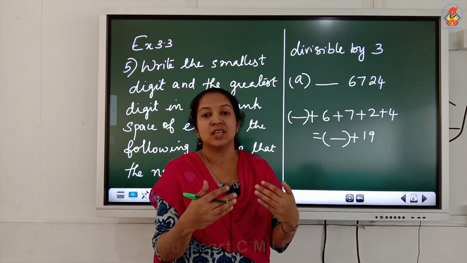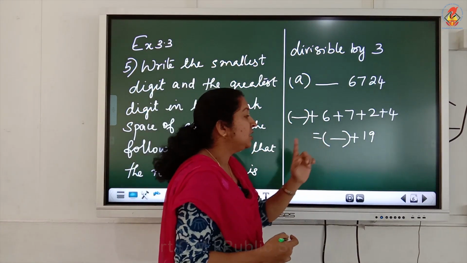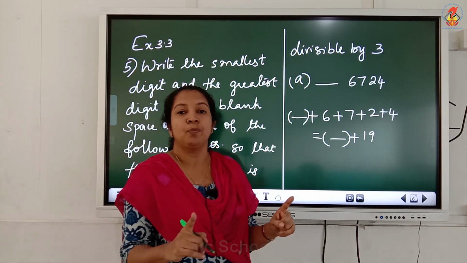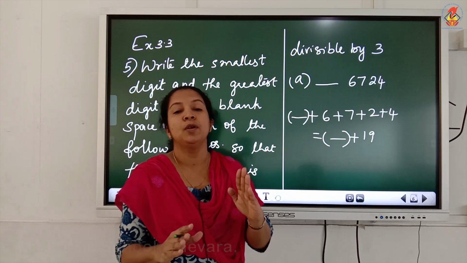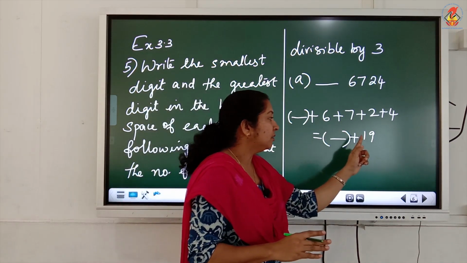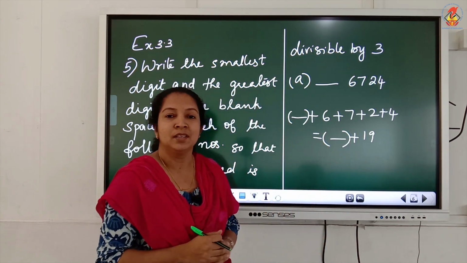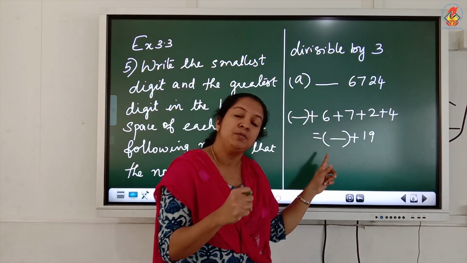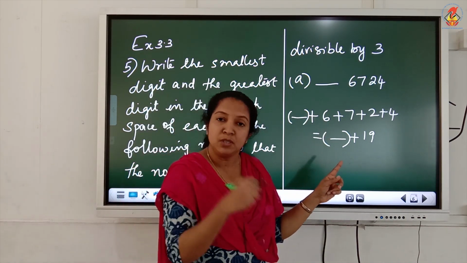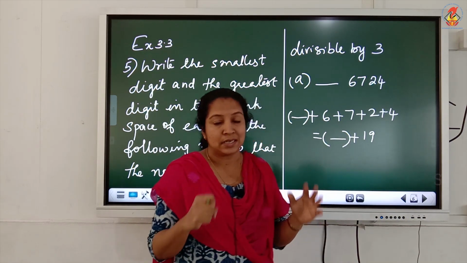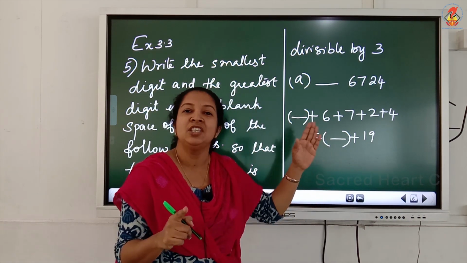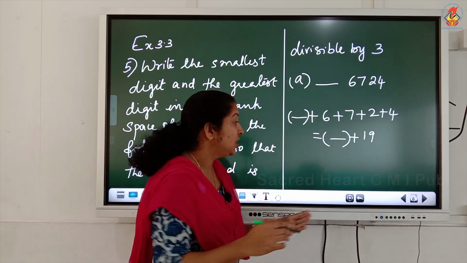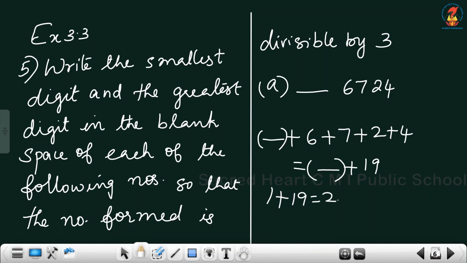Smallest digit means we should start from 0. So, 19 plus 0 is 19, not possible. Sorry, it is not a multiple of 3. First case, start from 0. To get the smallest digit, you have to start from 0. When you add 0 to this, it is 19. It is not a multiple of 3. Then next digit is 1. 19 plus 1 is equal to 20. Not a multiple of 3.